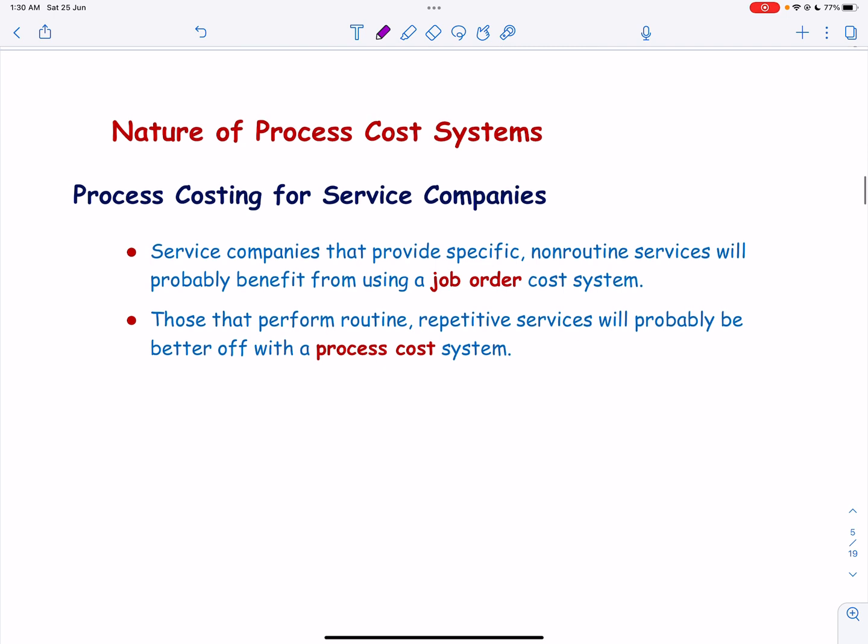Service companies that perform routine competitive services will use process cost system. Auto care vendors that focus on routine aspect of care is a classic example that can use process costing for service companies. In the next slide, we will talk about similarities and differences between job order cost and process cost systems.